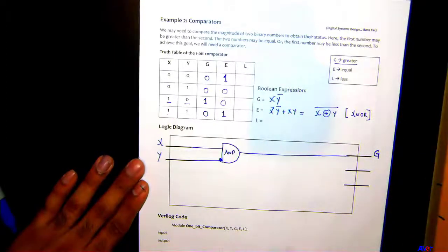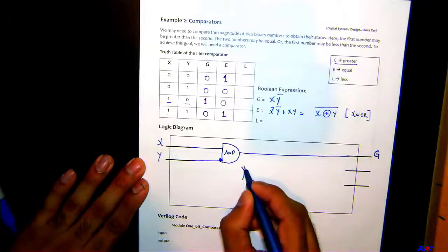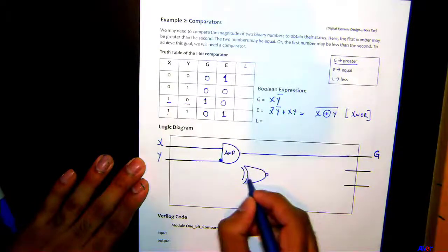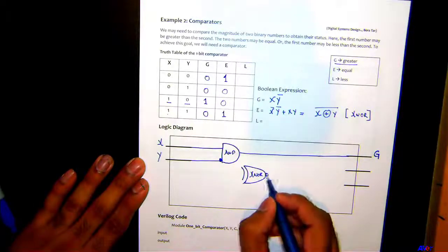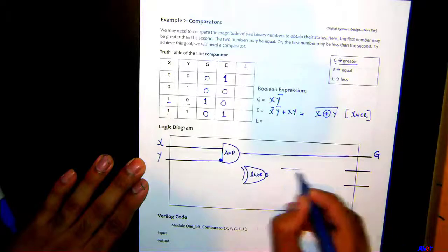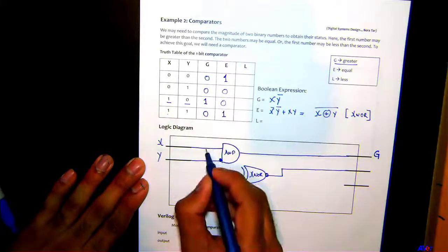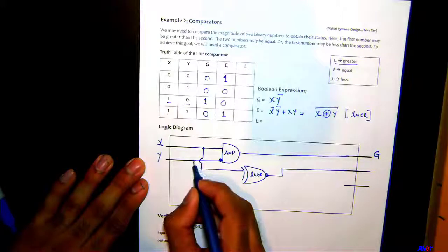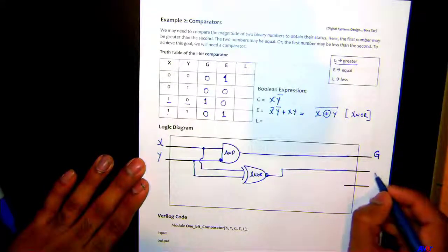Okay, all right. So exclusive NOR is an opposite of exclusive OR, so we need a bubble here. And the inputs going in here would be x and y. Okay, so this is our E.